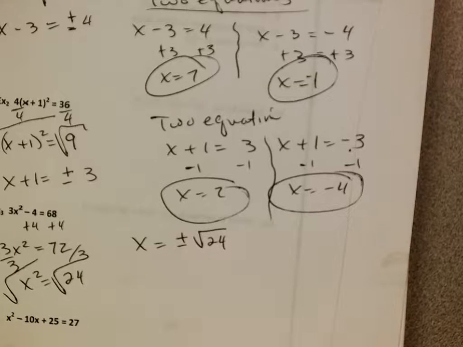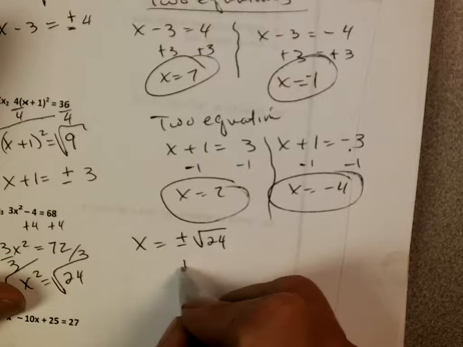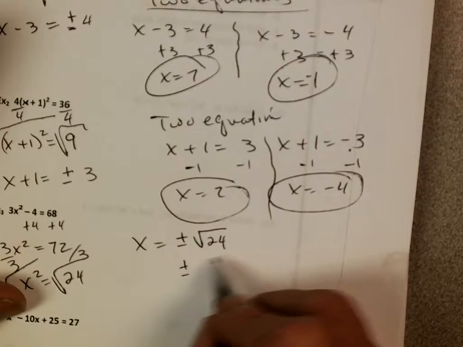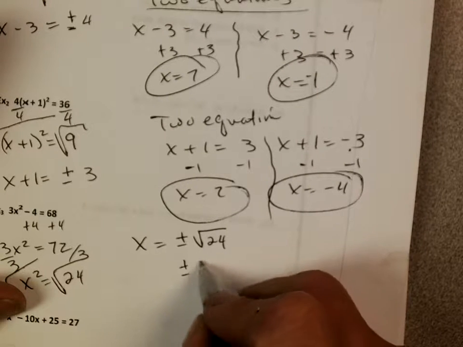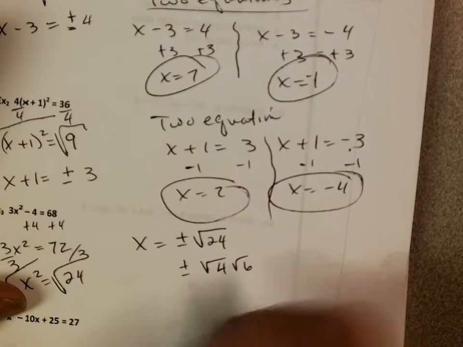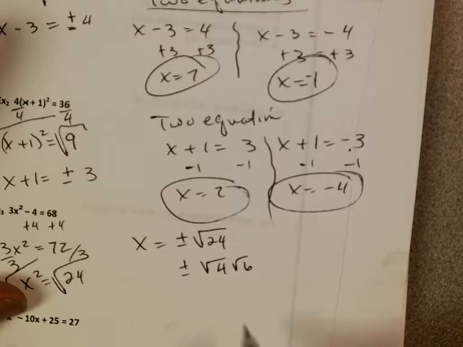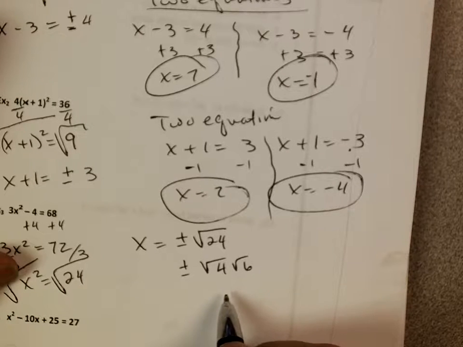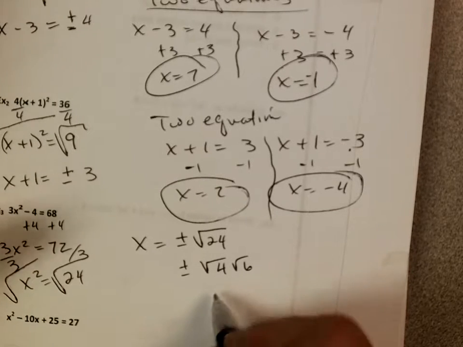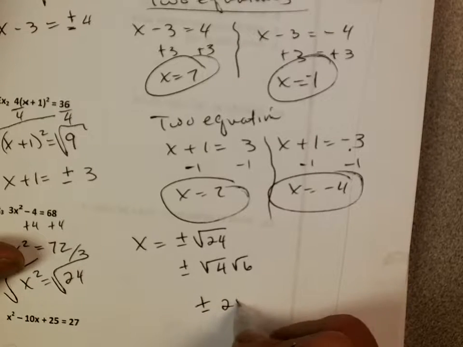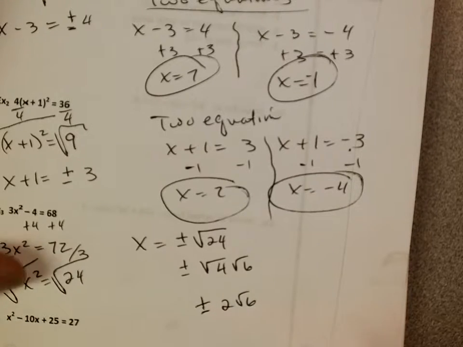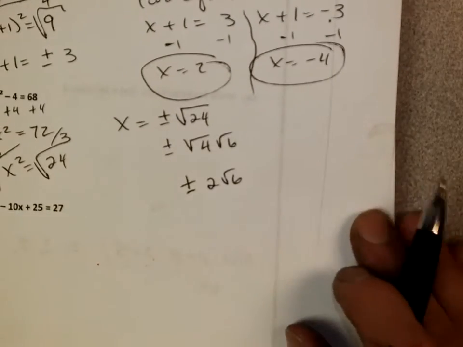But what we can do is we can break it down, right? We can break it down into what times what makes 24? 6 and 4. Good. Six and 4 is the best combination because then we can take the square root of 4, which is 2. Now, I left it as plus or minus. It's just easier to write. I left it as plus or minus 2 square roots of 6.